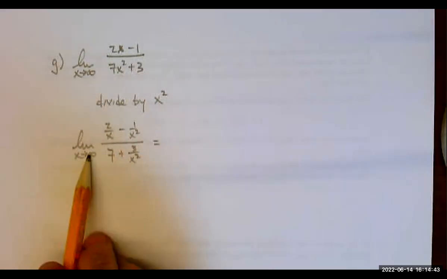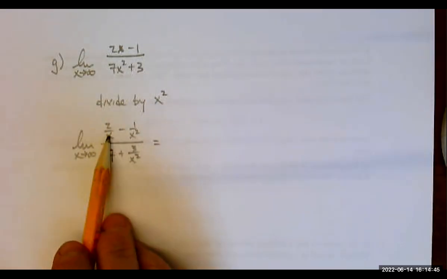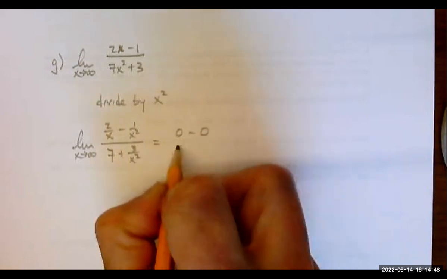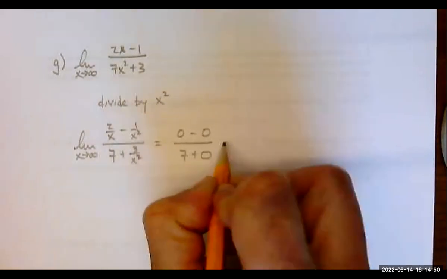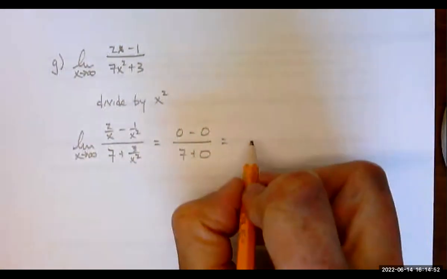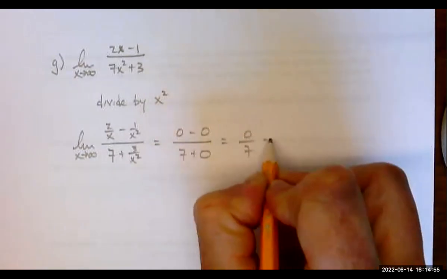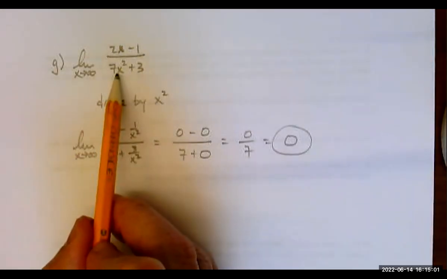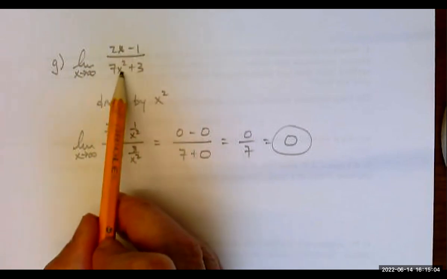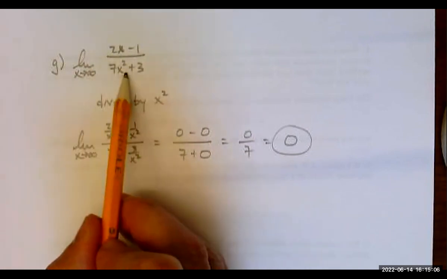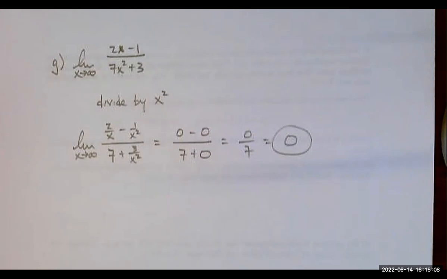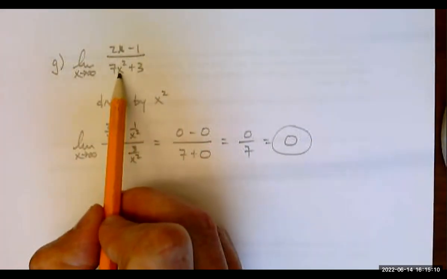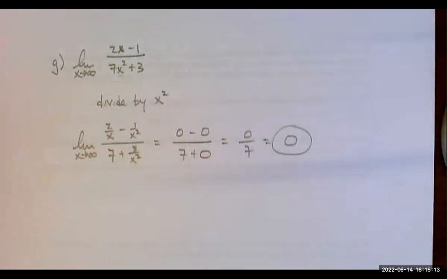So what happens? If we look at the limits one at a time, 0 minus 0 over 7 plus 0, that's 0 over 7. This final answer is 0. It turned out, because there was an x squared in the bottom, that the denominator was going to infinity much faster than the numerator was, right? Infinity squared is, well, still infinity, but the numbers are much bigger, right?